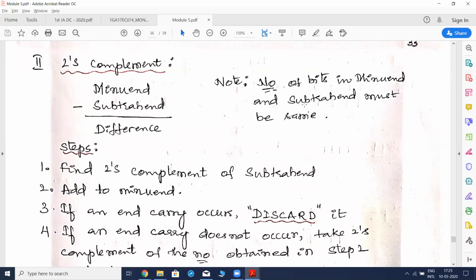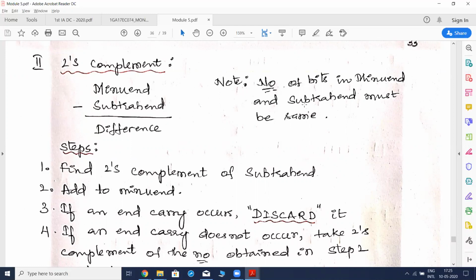One thing that is very important is that we must make sure that the number of bits used in minuend and subtrahend must be the same. So make sure that the subtrahend and minuend have the same number of bits. Now let us see the steps for it.